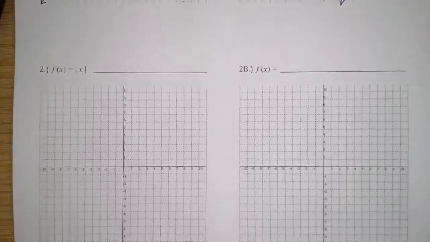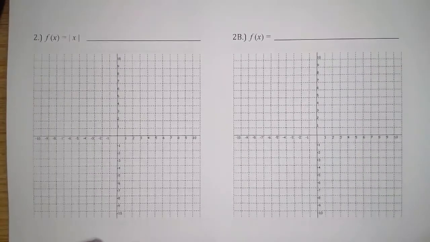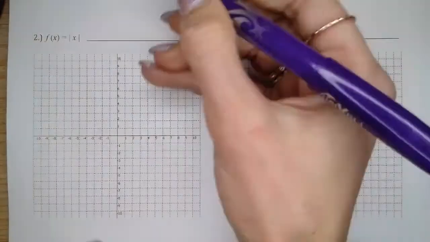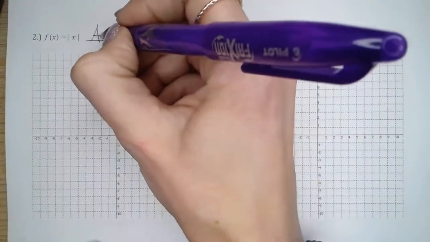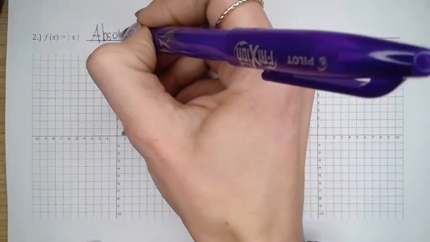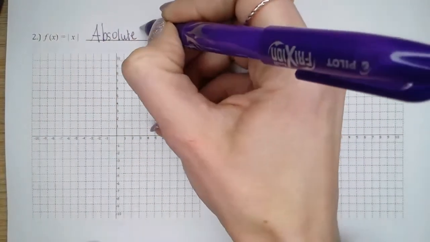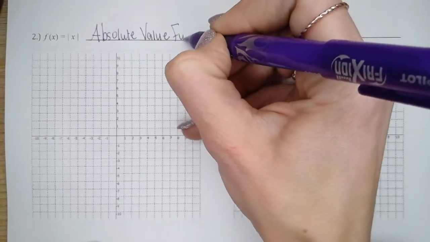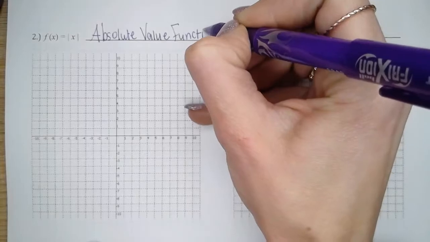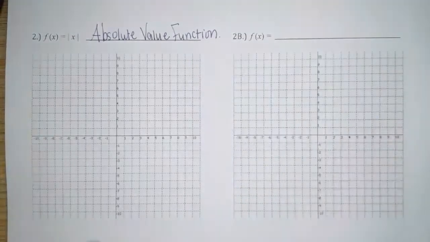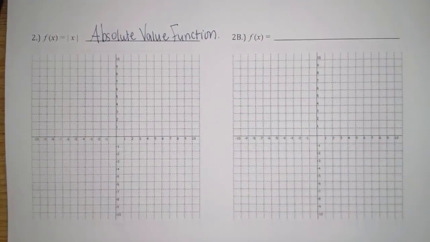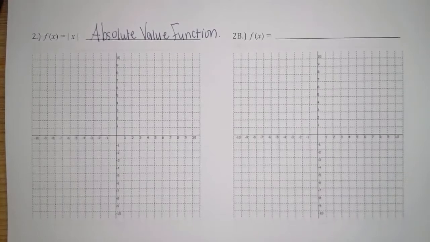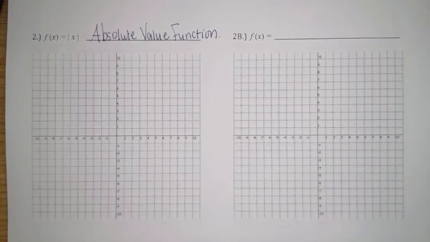This all makes sense when we have a lot more examples going on. y equals the absolute value of x. The name of this is the absolute value function. It's the absolute value of x, which is the function we just did. We're going to take the absolute value of that linear equation.